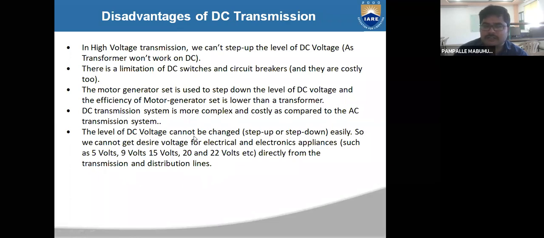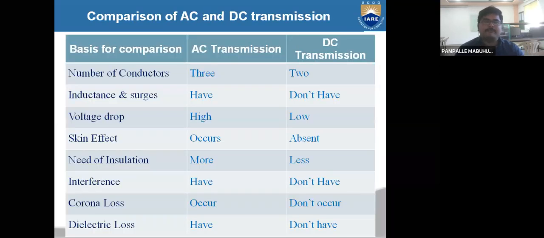Okay, so why? Because we do not have small transformers. Transformers cannot work on DC, that you know already. So these are the advantages and disadvantages of the DC transmission system. Now, we discussed the advantages and disadvantages for both AC as well as DC. So now let us list out the basic comparisons for AC as well as DC transmission systems.